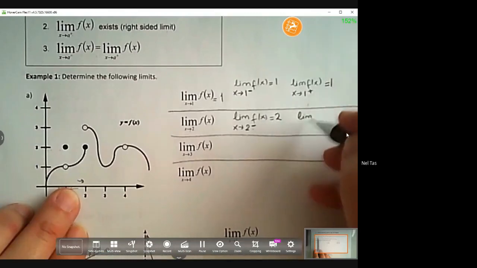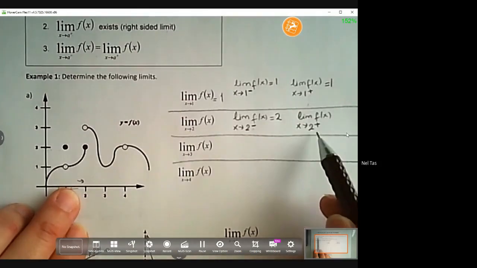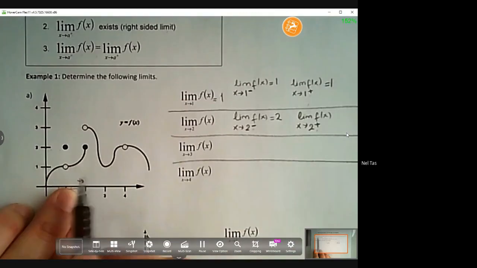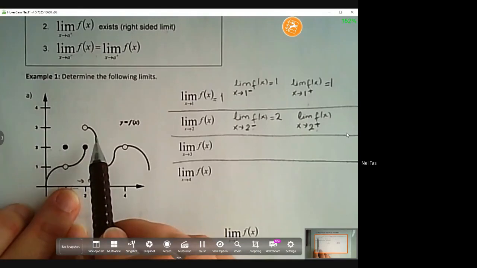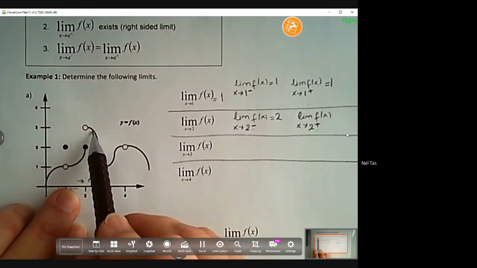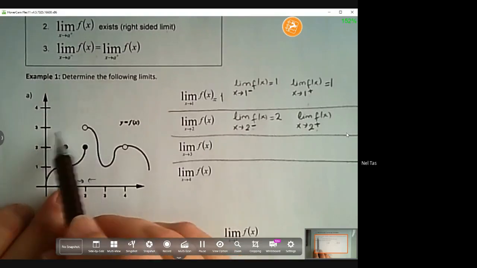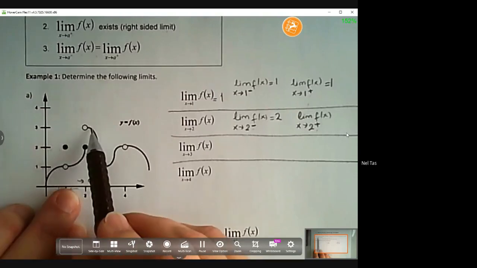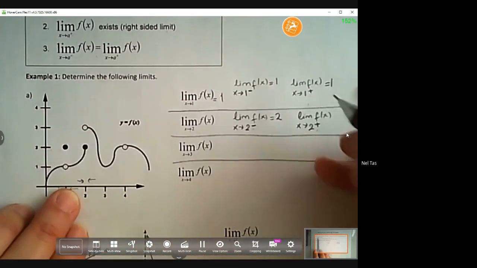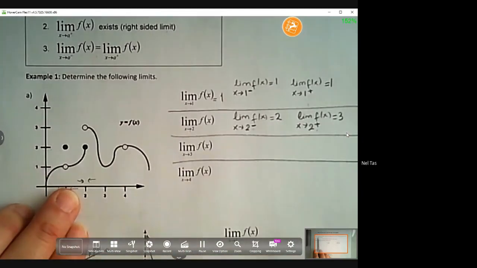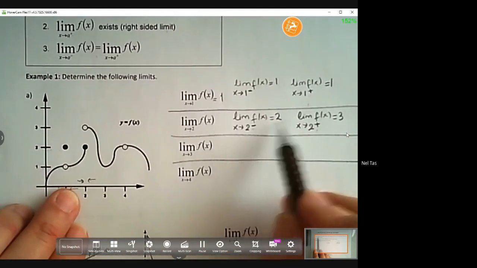Now let's check the limit from right side. So the limit of f of x as x approaches 2 from right. Okay, so we look at the limit from right. Let's see what's happening. Maybe y values are getting closer and closer to 3. See, 2.7, 2.8, 2.9, 2.99. So the right side limit is 3.